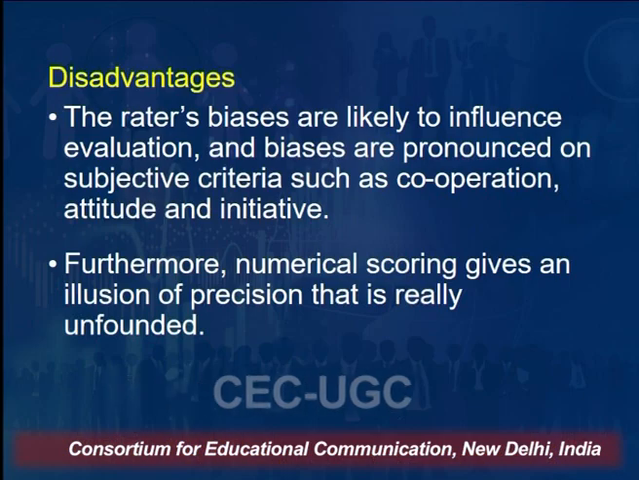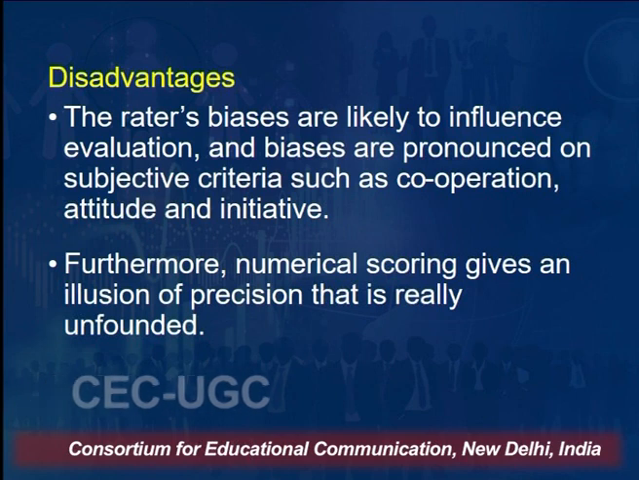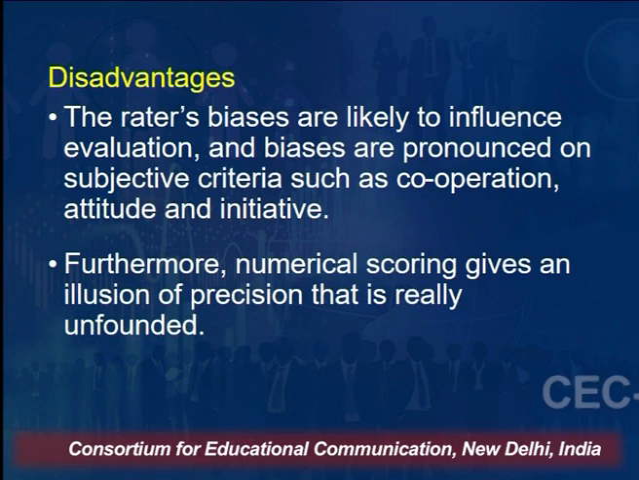Moving further, there are certain disadvantages as well. The rater's biases are likely to influence the evaluation, and biases are pronounced on subjective criteria such as cooperation, attitude, and initiative. Furthermore, the numerical scoring gives an illusion of precision that is really unfounded. So if I am marking somebody excellent, then that is the numerical score. So how many excellents a person gets doesn't mean that it is precise or true. So that is the disadvantage of this method.